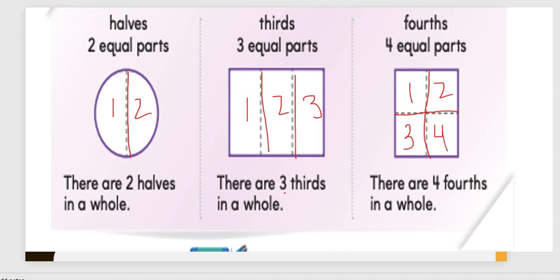We have 3, so let's just underline that. We have 3 thirds in a whole, and we have 4 fourths in a whole. So when I say, let's break up this circle into halves, you should know that means 2 equal parts. If I say break up this square into thirds, you should know that means 3 equal parts. And if I say break up this square into fourths, then you should know that means 4 equal parts.